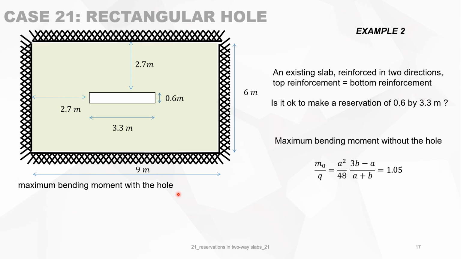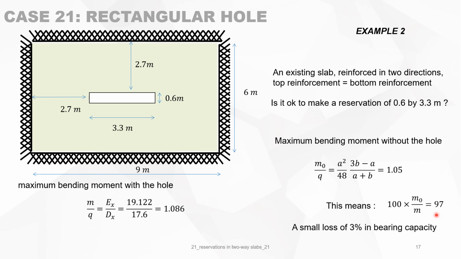We can now calculate the maximum bending moment with the hole. It's M over Q. You have 1.086. That means that bearing capacity is 97%. So in fact, by making this hole or this reservation in the slab, you have a small loss of 3% in the bearing capacity.